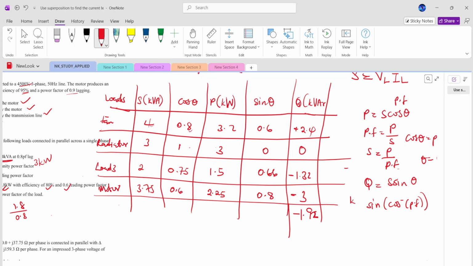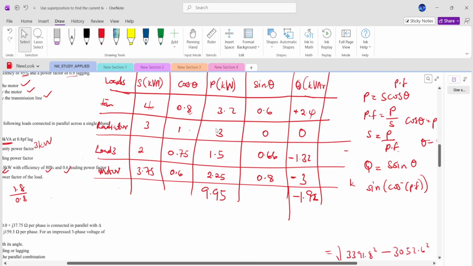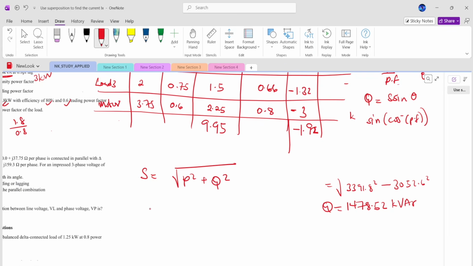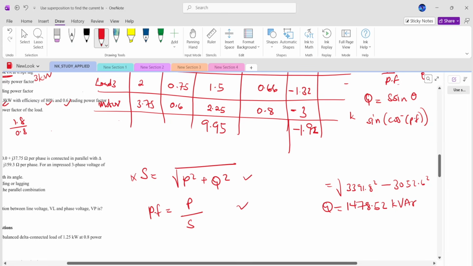Total P is going to be 3.2 plus 3 plus 1.5 plus 2.25. That's going to give me 9.95. Okay, to find total S, we've already seen the manipulation. We know S, like we did for the first question, is the square root of P squared plus Q squared. That's what is going to help us. And we also know that PF, the power factor, is equal to P over S. So these two formulas are what is going to help us find our S and PF, right?